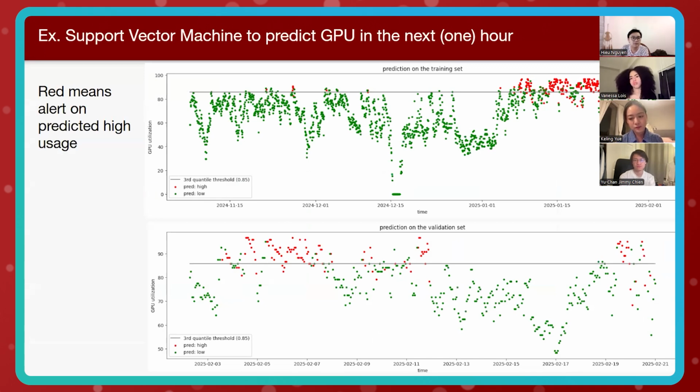So this is an example of a model that we did. This is support vector machines, and we use it to try to predict the high level of usage of GPU in the next hour. As you can see, on both the training and the validation set, the model is doing pretty well. The red dots mean we should pay more attention to the predicted high usage. And we can see that most of the red dots are above the third quantile threshold, which is at 85% of usage.